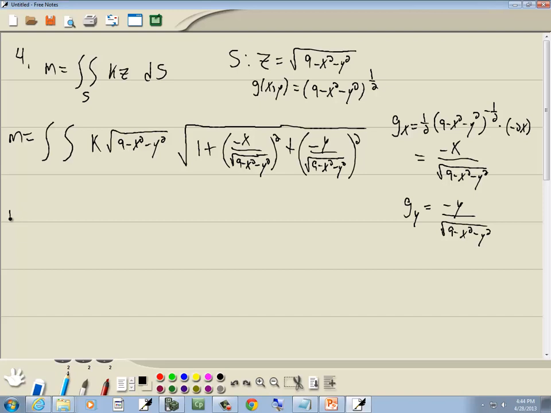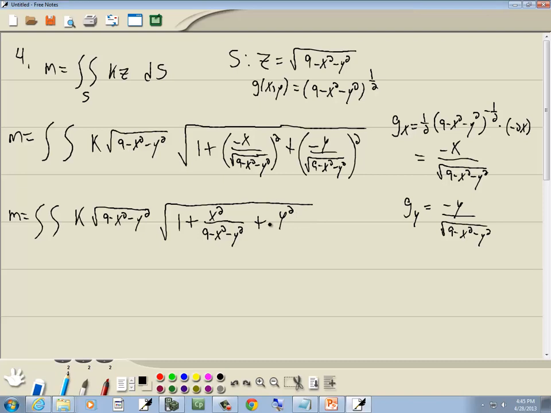And again, I'm not going to worry about the rest of this. I'm just going to focus on this for the time being. So this is the square root of 9 minus x squared minus y squared. And then this becomes 1. When I square that, that gives me x squared. And I square the bottom part, just gives me 9 minus x squared minus y squared. Square the negative y, and we get y squared. And square this, and the square root cancels. And we got 9 minus x squared minus y squared again.